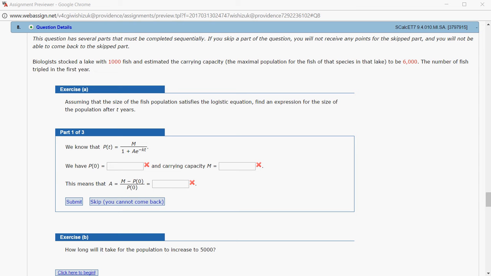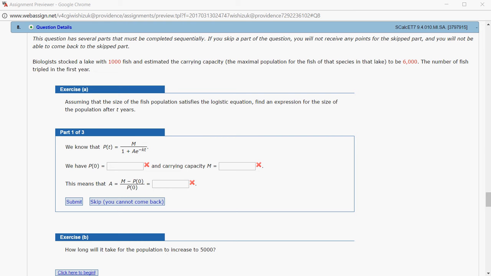Alright, let's look at homework 9.4, problem number 8. Biologists stocked a lake with 1,000 fish and estimated the carrying capacity to be 6,000. The number of fish tripled in the first year. Let's look at part A.